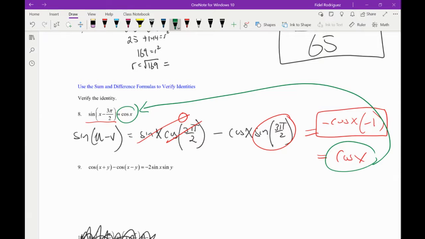All right. Guys, let's do the same thing for number 9. Remember when we talked about verifying identities on Monday? It said we're going to work with the more complicated side. Which side looks more complicated, the left or the right? Well, let me ask you a question. Do we have a formula for anything like this? Yeah, it's the formulas we're talking about today.